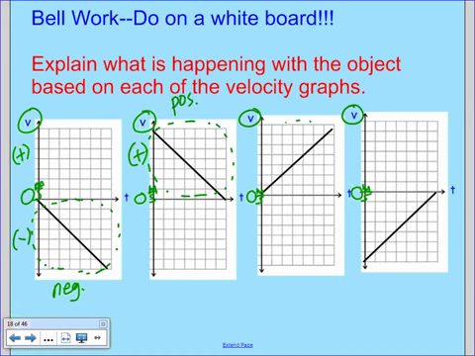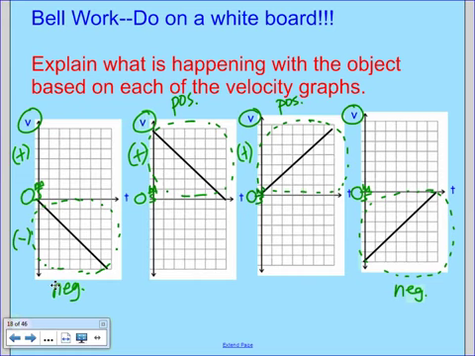In the third graph, notice the graph looks different, but it's still drawn in the positive region. That means the object is moving in the positive direction or moving away from the origin. Finally, the last graph is drawn down here. That means that the object is moving in the negative direction, or we sometimes say towards the origin. So we've answered the first question, what direction is the object moving?